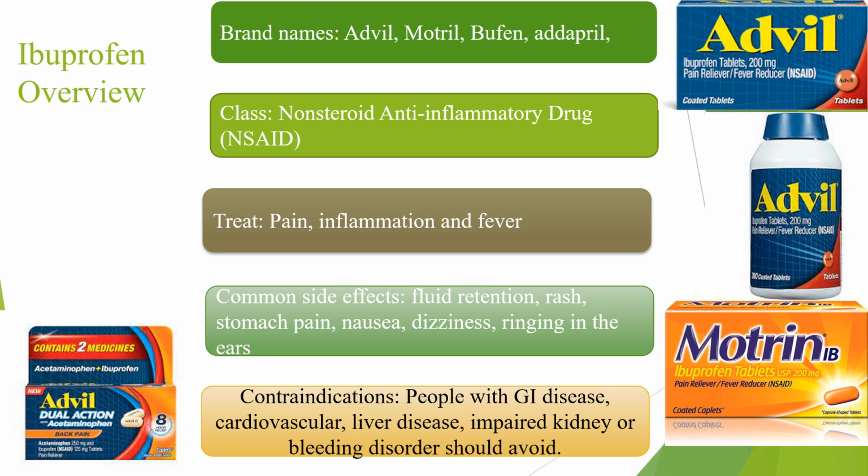Now, there are some contraindications that are necessary when we take brufen. So, people with GI diseases, cardiovascular diseases, liver diseases, impaired kidney or bleeding disorder should avoid brufen. If you have this condition, you should totally avoid taking brufen. So when you have fever, inflammation, or pain, you should seek another alternative.